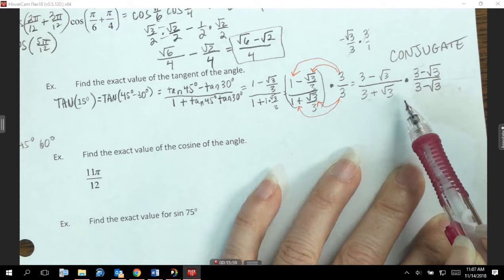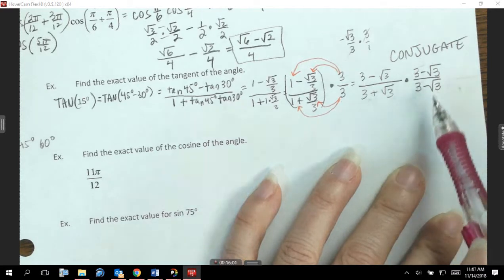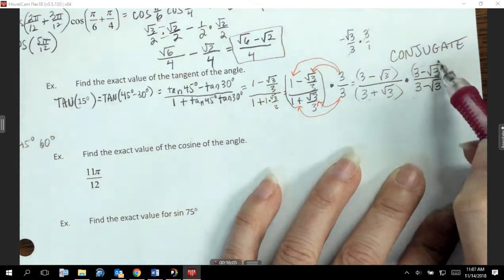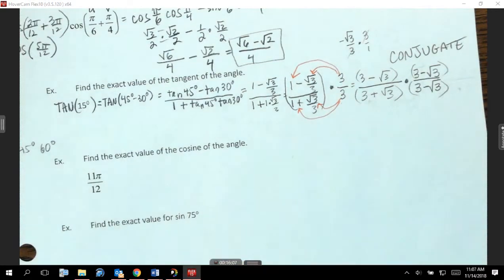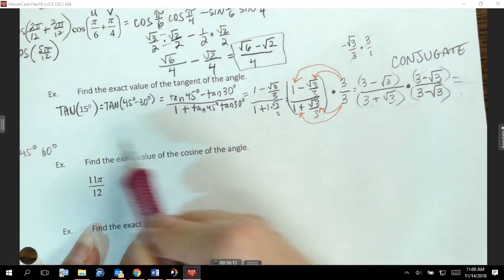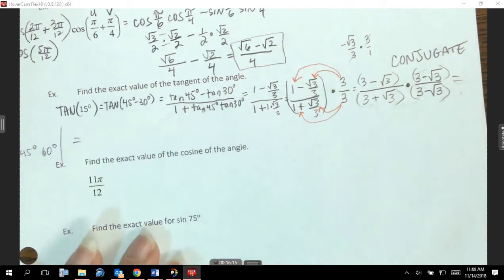Now, since I am multiplying a binomial, 2 terms, times another 2 terms, I'm going to put them in parentheses so I don't mess that up. Because how do we multiply a binomial times a binomial? FOIL it. Yeah, we're going to use the FOIL method. So now I'm going like all the way down around here because of the space.